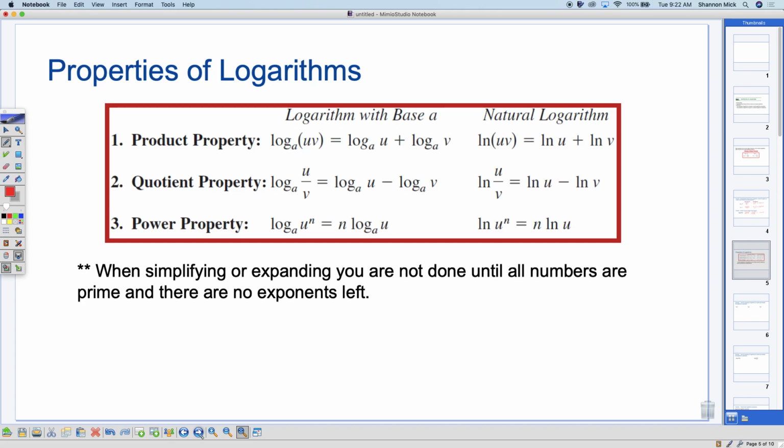So, logarithms are inverses of exponential functions, correct? Okay. So, product means I'm multiplying, yes? In exponents, what do I do when I multiply them?